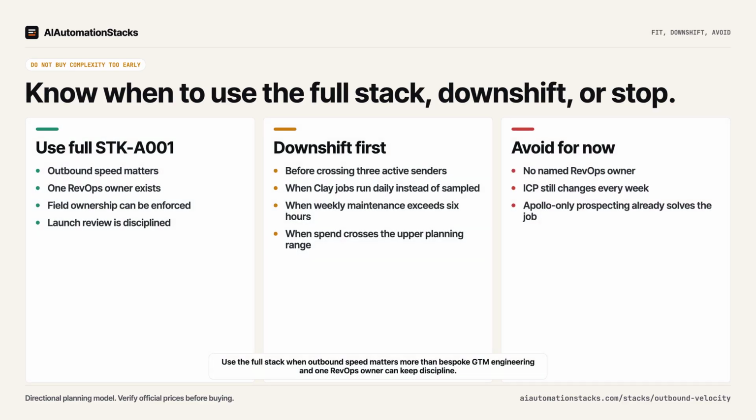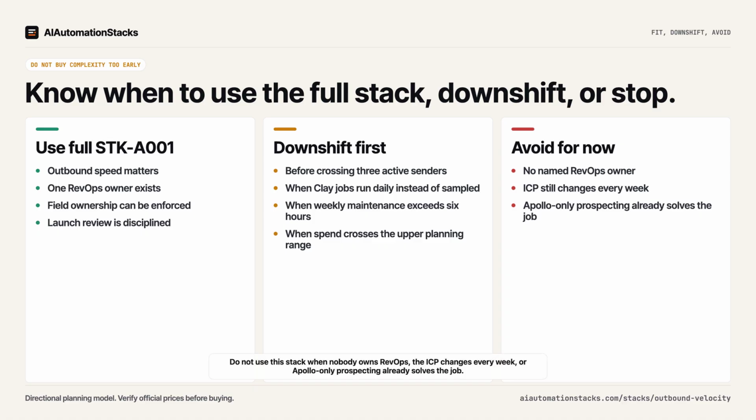Use the full stack when outbound speed matters more than bespoke GTM engineering, and one RevOps owner can keep field ownership and launch review disciplined. Use the budget variant when Apollo, HubSpot, and Smartlead are enough. Add Clay and deeper N8N logic only when enrichment depth becomes a repeatable constraint.